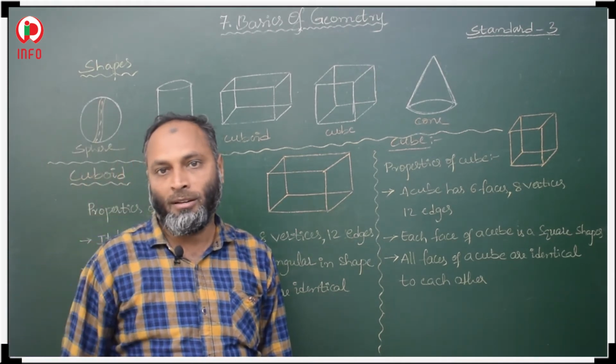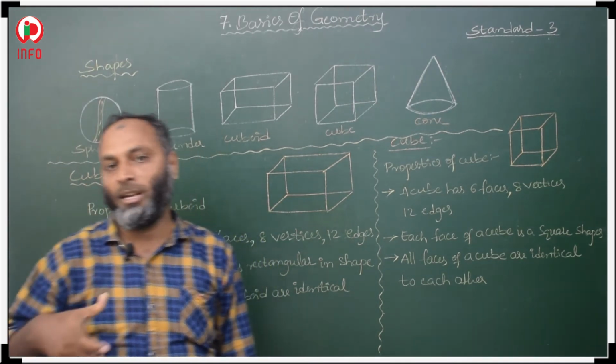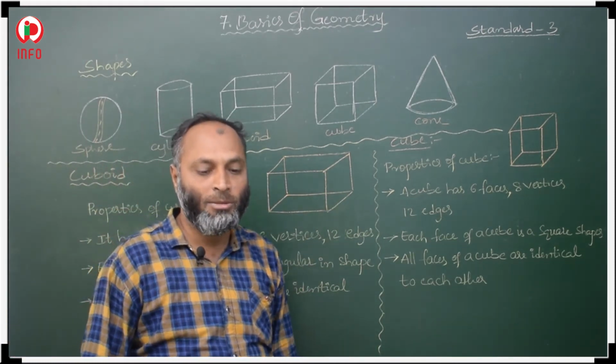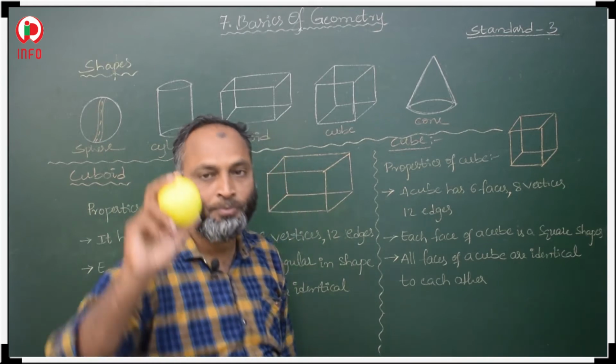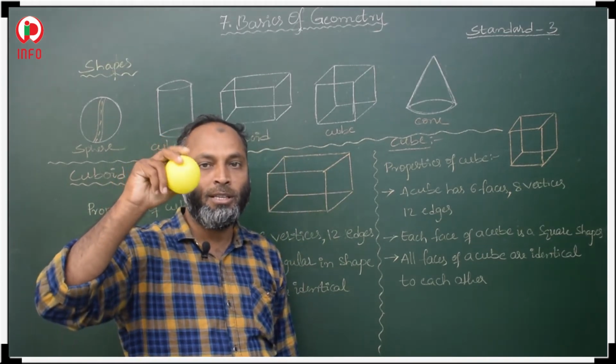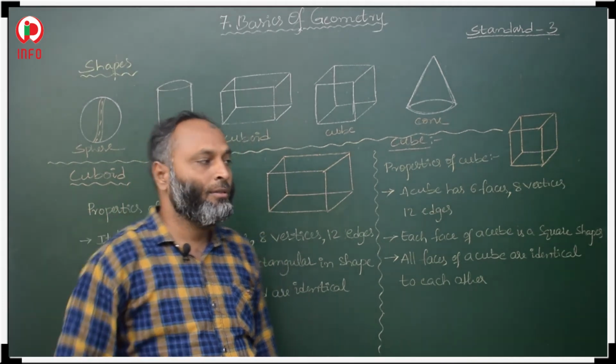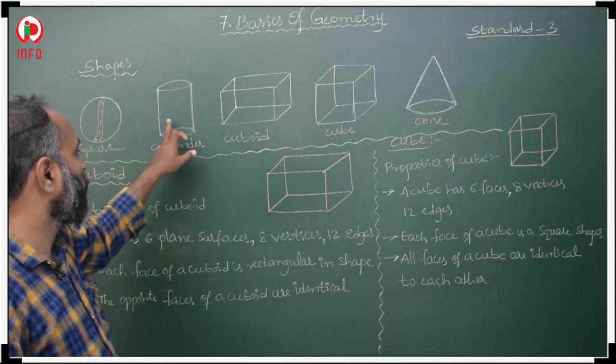A globe is a sphere, and a ball is spherical in shape. Whatever is in round shape is a sphere. So, this ball is a sphere. Okay. Now, after that, this is a cylinder.